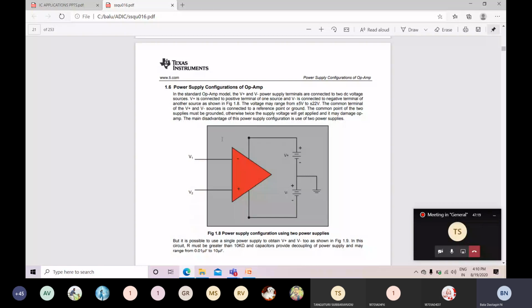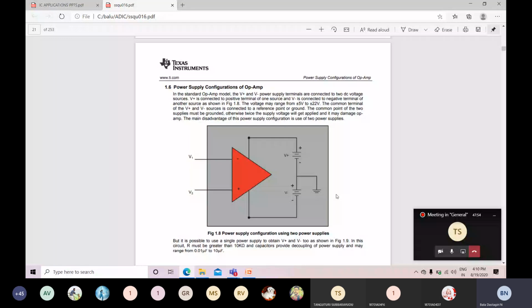Coming to the power supply, how can you give the power supplies to your operational amplifier? It consists of two types of power supplies: one is a positive power supply and the second is a negative power supply. You can give the power supply like this, which is one method. You can use two DC power supplies here, a positive supply for one terminal and a negative supply for the other, and the common point is grounded or connected to a reference point. If you do not connect that to a reference point, twice the supply voltage will be given to the op amp and therefore the op amp will be damaged.